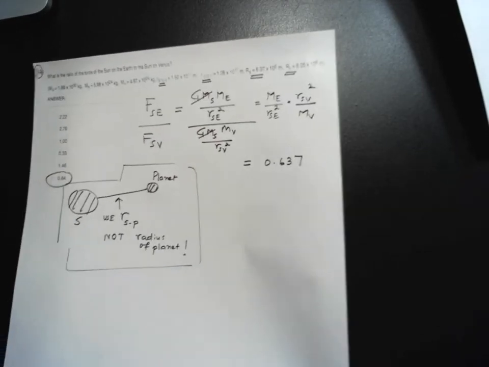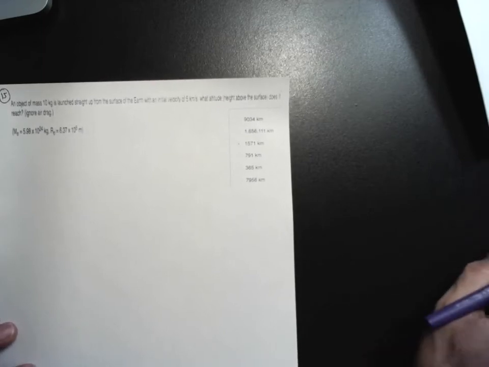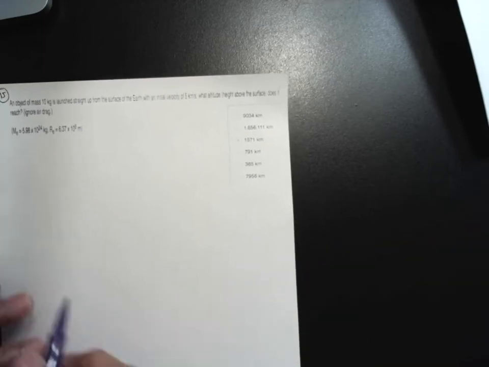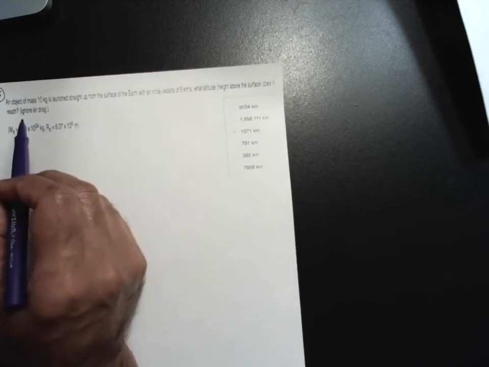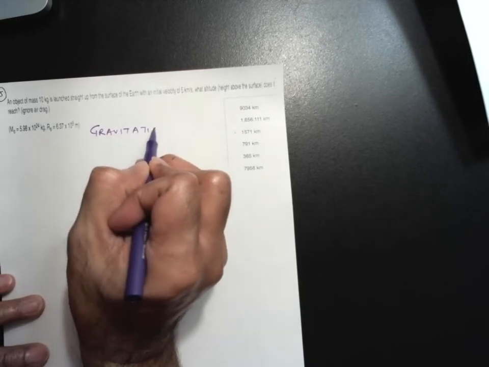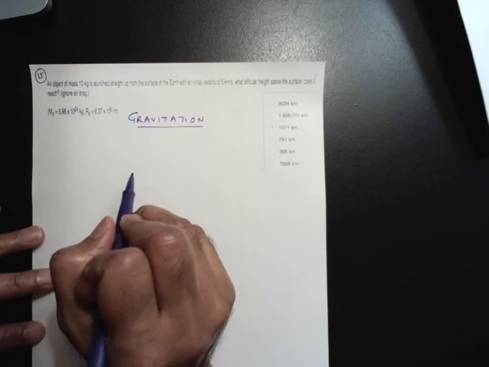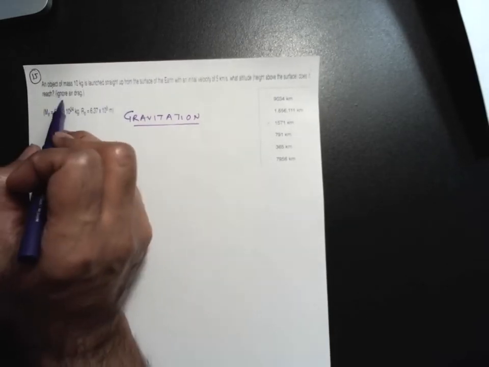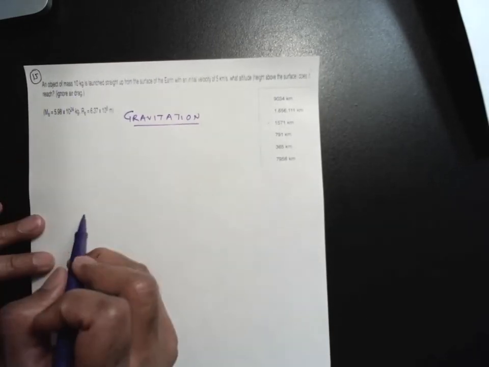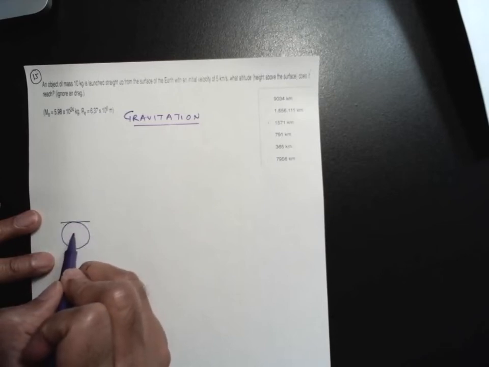Let me get to number 15, because I think that there's something about this problem which I did want to tell you. So in this case, you see, we're using gravitation now, because, you know, we're talking about distances that are far away enough from Earth. And so in this case, there's an object of mass 10 kg, and it's launched straight up from the surface of the Earth, okay?